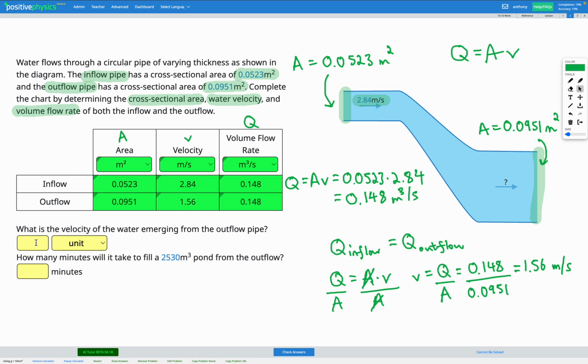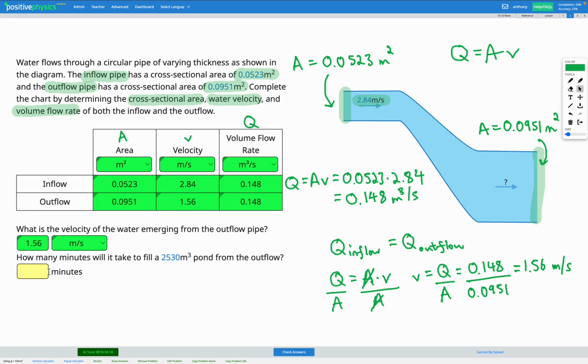Awesome, so we found our answer to this question. The velocity of the water emerging from the pipe is 1.56 meters per second. And if we just do a quick check, our inflow had a smaller surface area for the cross-section and a faster velocity. Our outflow has a bigger cross-sectional area, but a slower velocity. That makes sense because the bigger area means a smaller speed is needed for the same volume to pass through in the same length of time.